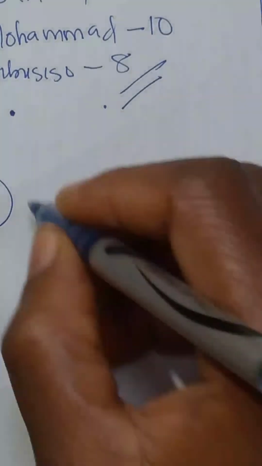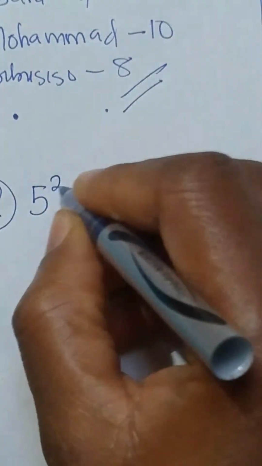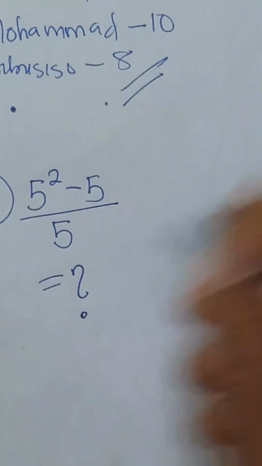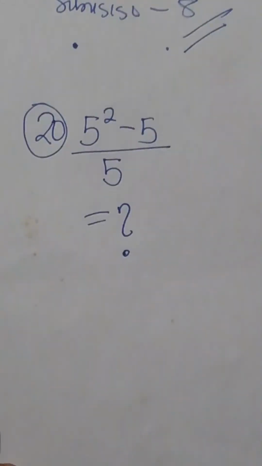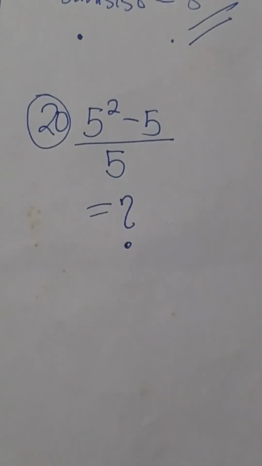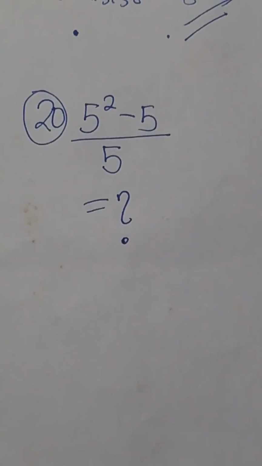Okay, so let's do this. Number 20. We have 5 square minus 5 all over 5 is equal to what? That's question number 20 and not 2. So this is our last question for today. Once we are done with this, we'll fix it some other time.